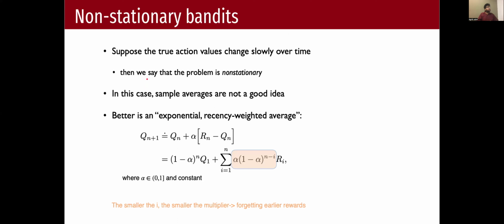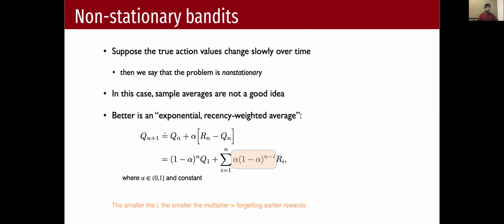So I told this earlier, simple average is not a good idea in case of non-stationary bandits. So what is the solution? To address the challenges posed by the non-stationary environment, a more effective approach is to use an exponential recency weighted average, and the method gives more weight to recent rewards, allowing the estimated action value to adapt more quickly to changes. So this is called exponential recency weighted average.